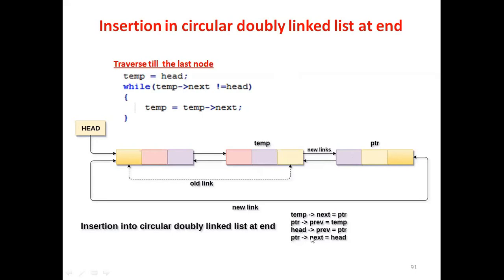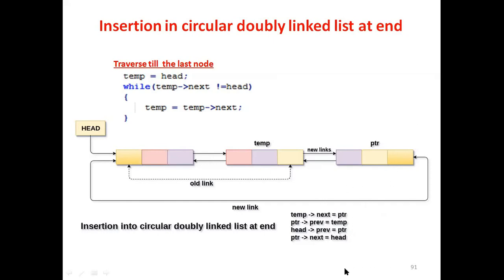And then head arrow previous. Head arrow previous means what? This field, because this one also we have to update. Head is pointing to this node. So head arrow previous means what? This field. So this should contain what? Tell me. This should contain what? ptr, the last node's address. So that is done here. So head arrow previous equals to ptr.